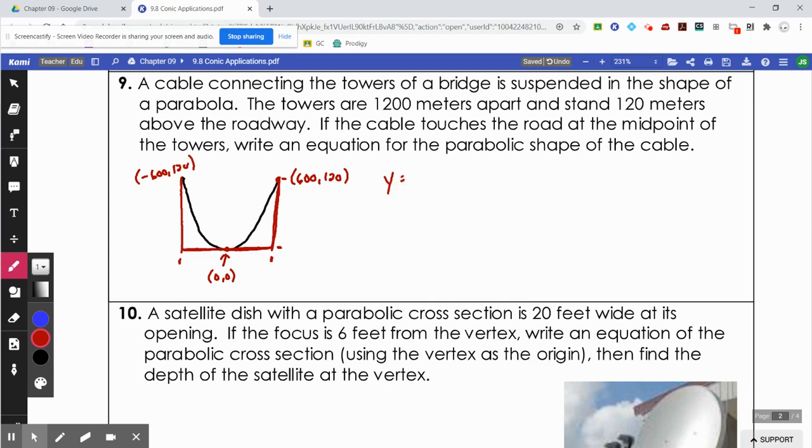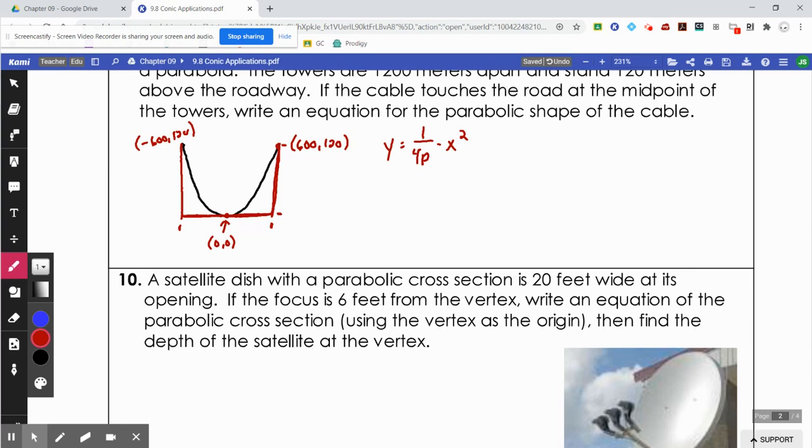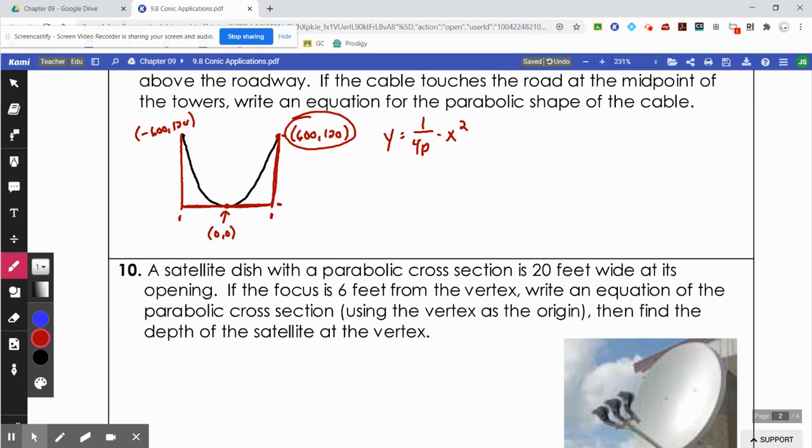So we have y equals 1 over 4p times x squared. No h's, no k's because this has not been translated any. The vertex is at 0, 0. So all we have to do to find a value of p is now take any point on this parabola, plug it in.